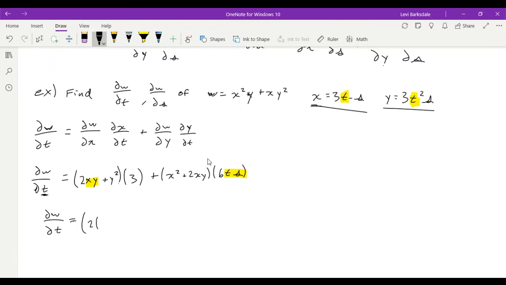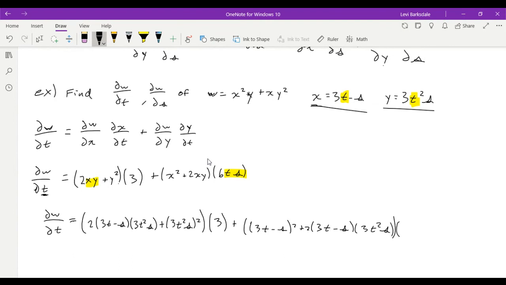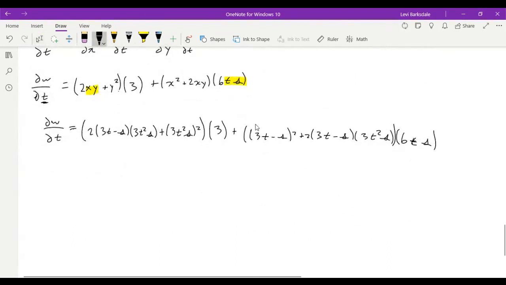And we get 2 times x, which is 3t minus s, times y, which is 3t squared s, plus y squared, which is 3t squared s squared, times 3, plus x squared, which is 3t minus s squared, plus 2 times 3t minus s times 3t squared s, times 6ts. And I am not going to bother simplifying that. However, it is important that you substitute out your x's and y's.